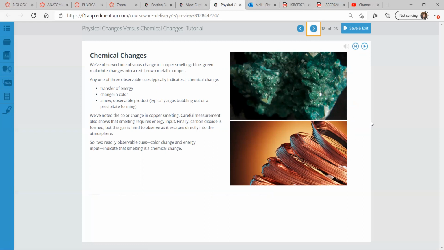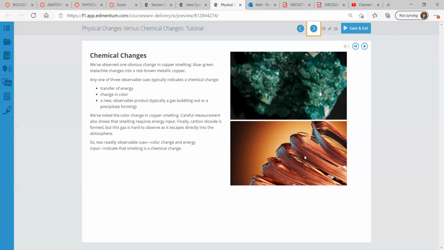Any one of three observable cues typically indicates a chemical change: a transfer of energy, a change in color, or a new observable product, typically a gas bubbling out or a precipitate forming. We've noted the color change in copper, so it goes from blue to reddish. Careful measurement also shows that smelting requires energy input. Finally, carbon dioxide is formed, but this gas is hard to observe as it escapes directly into the atmosphere. So you can't really tell that that's going on.